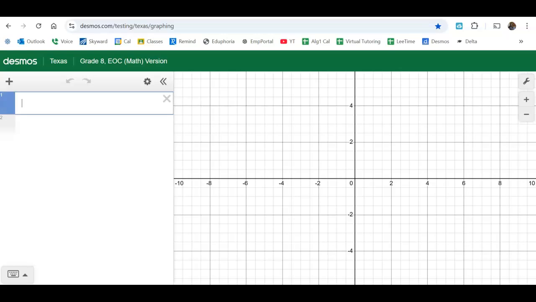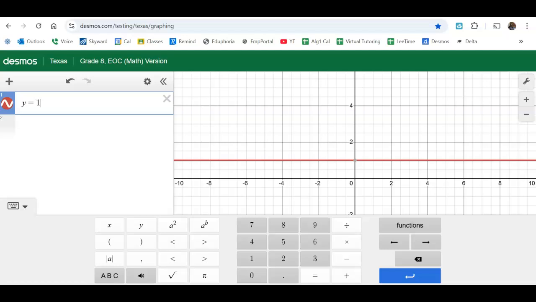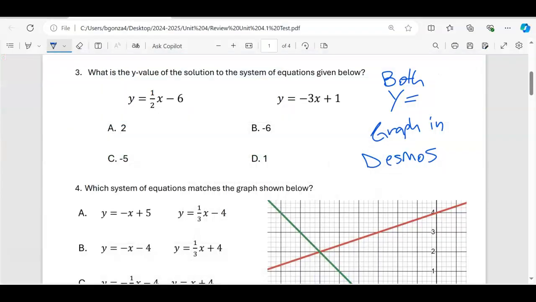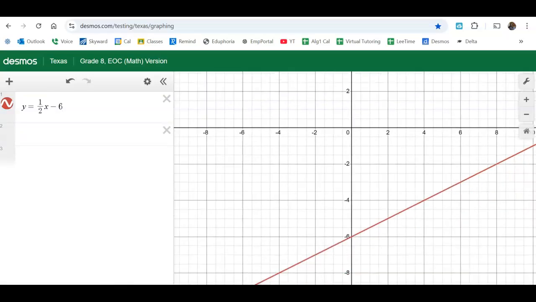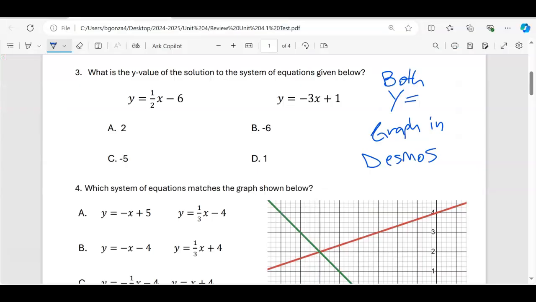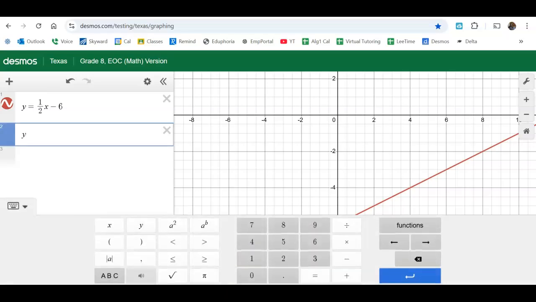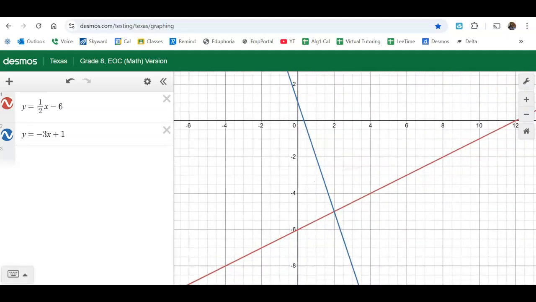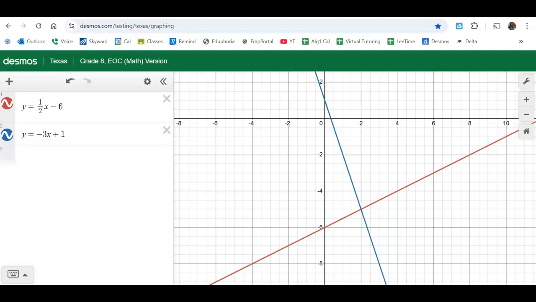Y equals 1/2 x minus 6. Cool. And the other one is -3x plus 1. All right. So we have those two lines. If you can't see it up here, you may need to move your graph around or zoom out. But I see they cross right here. So where they cross, I put my cursor there, it's going to give me the solution. And it tells me the solution is 2, -5.